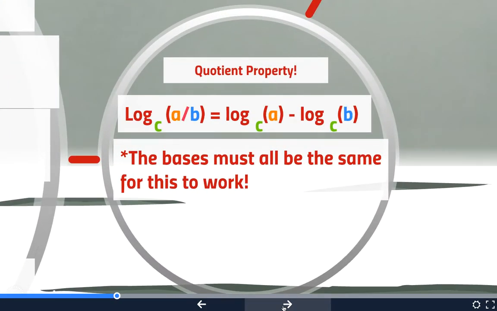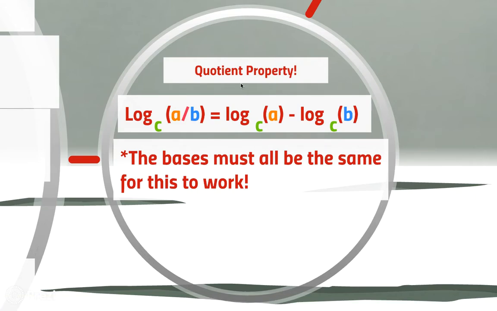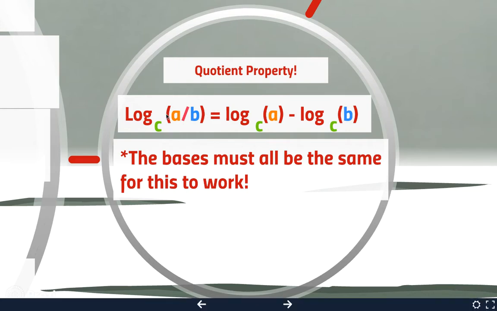Now, the next property is called the quotient property. Quotient, which you probably already know, means division. So if in a singular logarithm there is a division symbol, that means you can separate each piece of the log using a subtraction symbol. If you notice here, again, all of our bases are consistent. You have to have the same base in order to use this property.